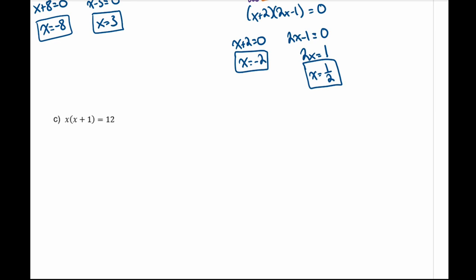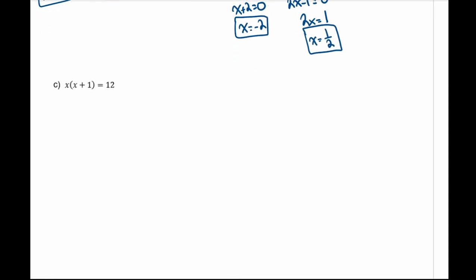C is a little bit different. x times x plus 1 equals 12. In this case, we don't have it in standard form yet. So what I need to do first is use the distributive property to multiply that x through, and then I'm going to have to move the 12 over. So I have to get all my terms onto one side.